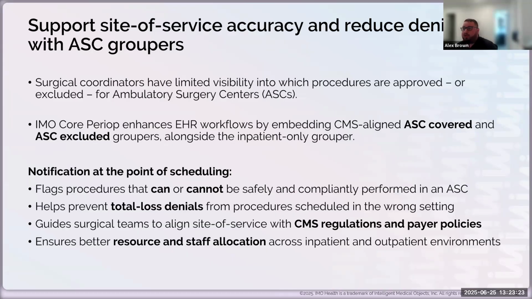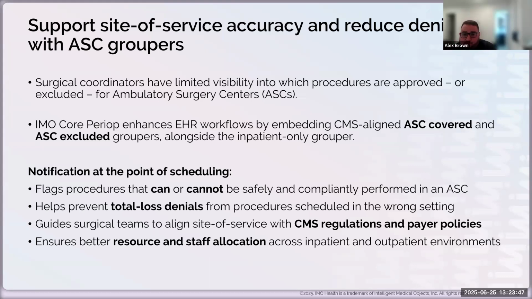In addition to that, we've also really started supporting site of service accuracy. What this means is we started working to identify procedures that can and cannot be performed in ambulatory surgical centers as determined by CMS. So a little different from the inpatient only. These typically are ASC covered procedures and ASC excluded procedures. What that means is we take that content, again, very similar to what we talked about with inpatient only, into groupers, and we flag those.